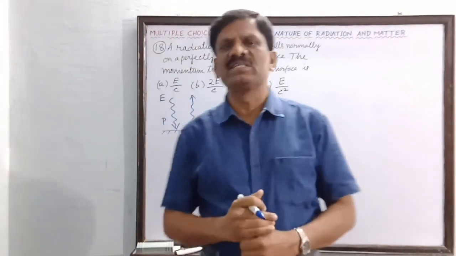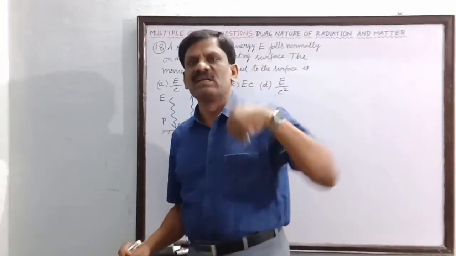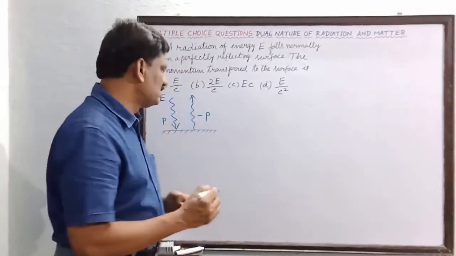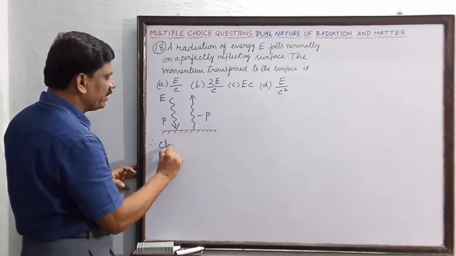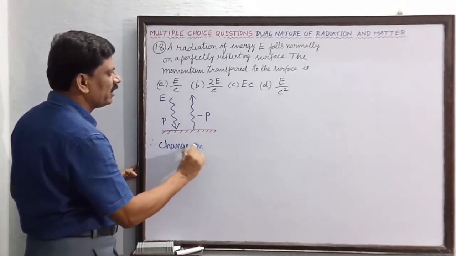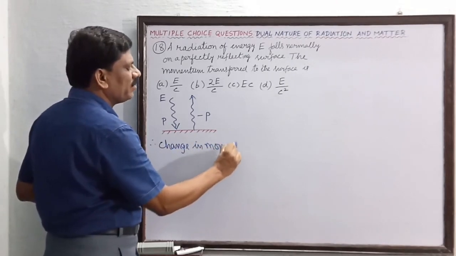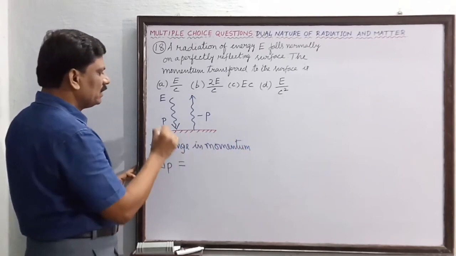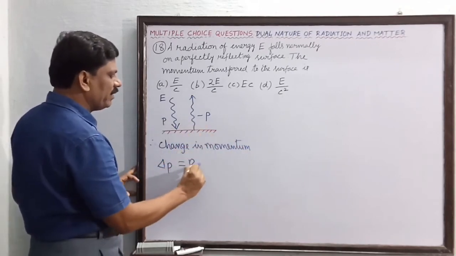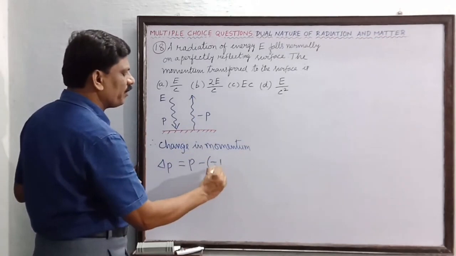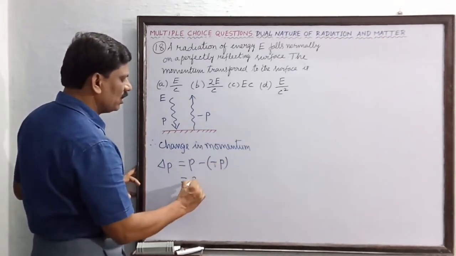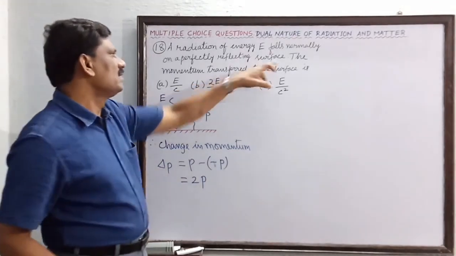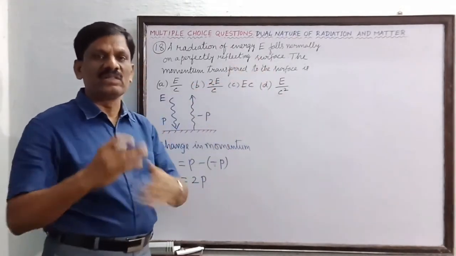In the downward direction, if its momentum is P, means after reflection, its momentum in the upward direction must be equal to minus P. Therefore, change in momentum, which is denoted by delta P. So, delta P is equal to what? The initial minus final. That is P minus of minus P, which is equal to 2P. This is the change in momentum. So, what the question asks is the momentum transferred to the surface, which is equal to the change in momentum.